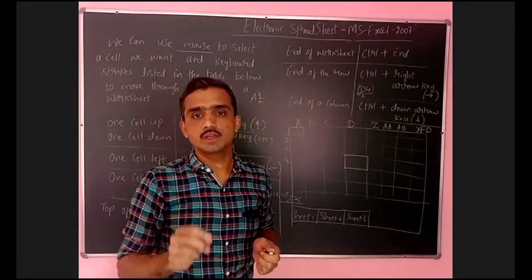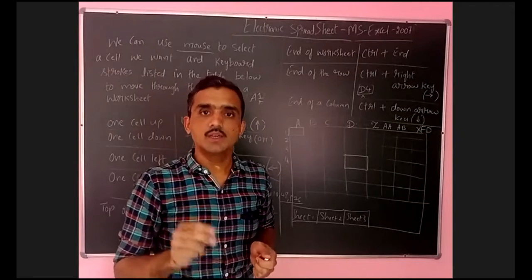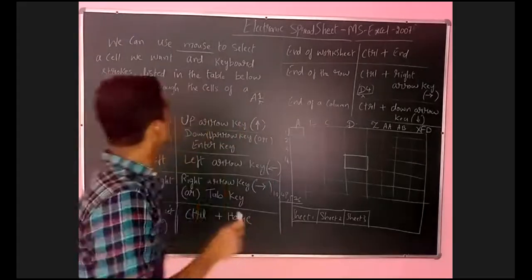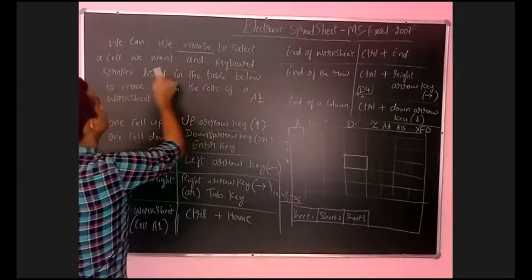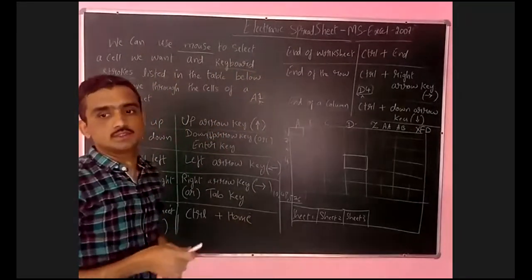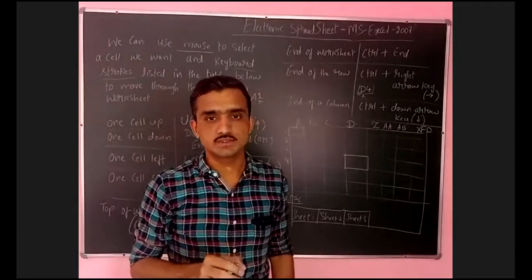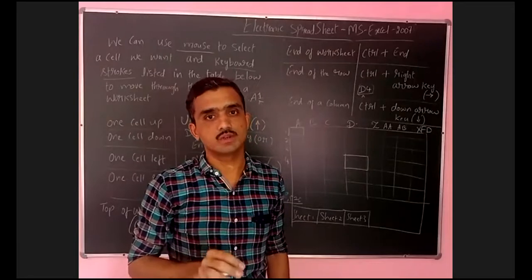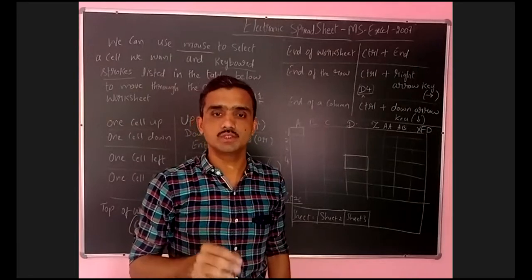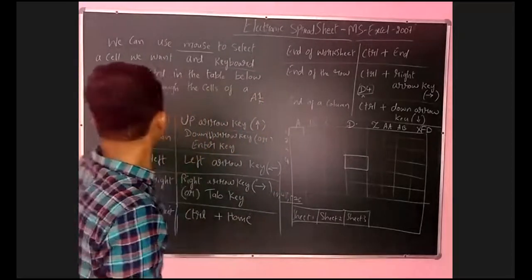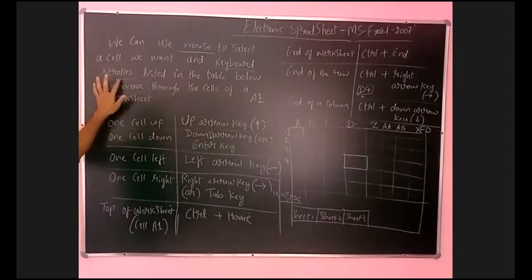If you want to enter data or a value in a particular cell, you can use the mouse to select that cell. Then coming to the keyboard, we can make use of keystrokes, which are nothing but shortcut keys. There are some shortcut keys in MS Word and MS Excel. So keyboard strokes are nothing but keys.